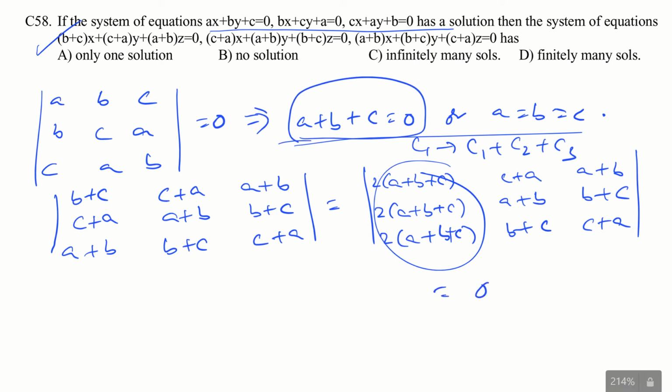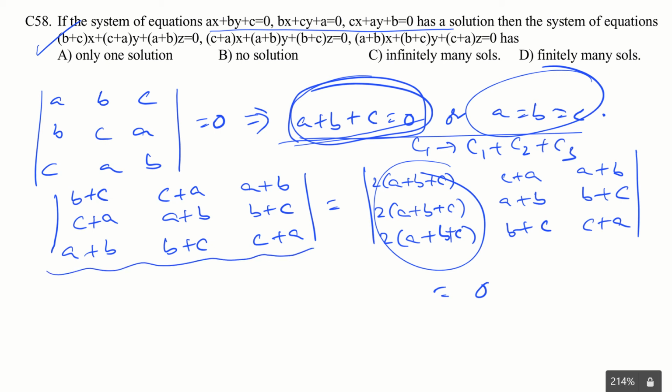Even if this is not happening, then the other case is A = B = C, in which case obviously the determinant is equal to 0. So in any case, this value is always equal to 0, and you can see that it is a homogeneous system. Therefore, the system has infinitely many solutions. Let's go to the next problem.